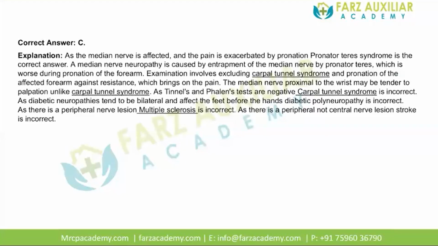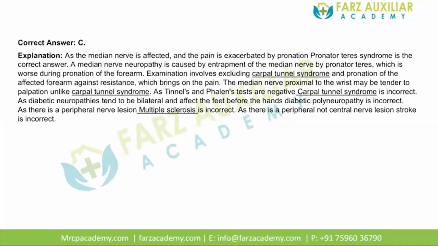So, this is a pronator teres syndrome. The clues that are given in the question are that the patient reports a loss of sensation of the lateral 3.5 fingers. So that means the median nerve is affected. And once the patient is trying to make a pronator motion of his left forearm, that is twisting the door handles anticlockwise, the pain is getting exacerbated.